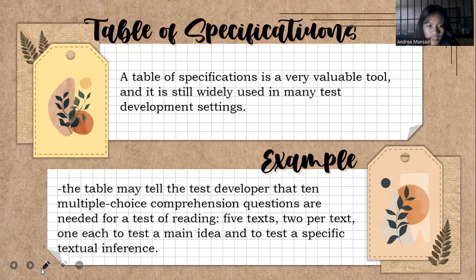For example, the table may tell the test developer that 10 multiple choice comprehension questions are needed for a test of reading: 5 texts, 2 per text, 1 each to test a main idea and to test a specific textual inference.